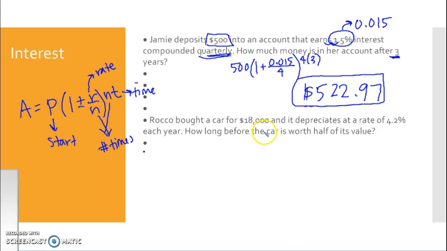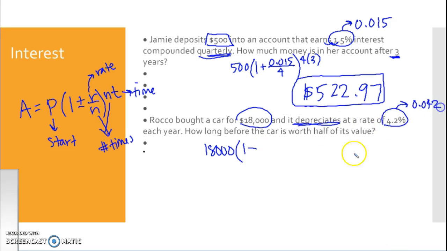Right, Rocco bought a car for $18,000 and it depreciates, that's going down, at a rate of 4.2% each year. So my $18,000 is my initial amount, and I'm depreciating, so I'm going to subtract, and then 4.2 would be 0.042. Because it's each year, that's annual, so my n is just 1, so I don't need it anymore, because if you divide by 1 or multiply by 1, it's the same thing. So 1 minus 0.042.